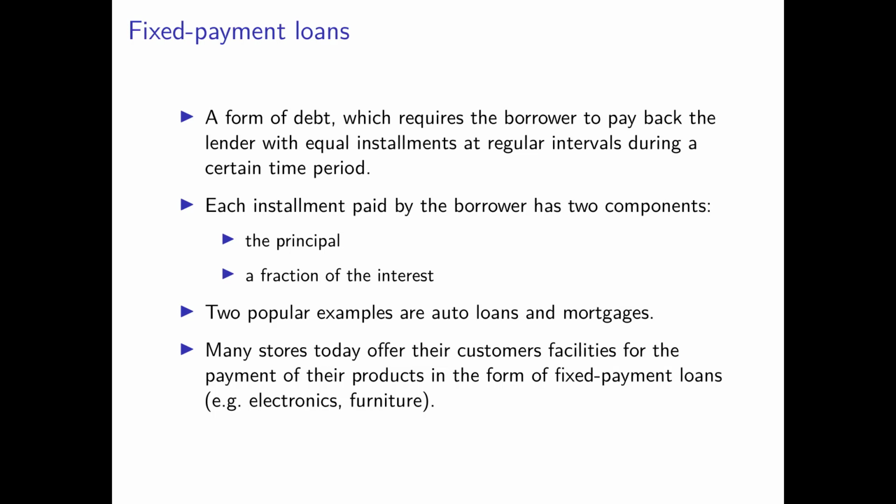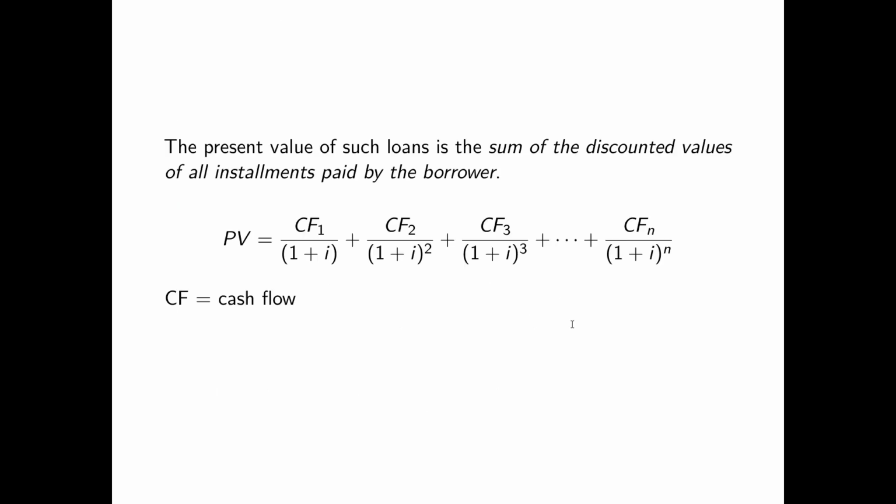Because, of course, as a loan, if you calculate the true value of all the installments that you're going to end up paying to the store, it is going to be much more than the actual value of the product that you purchased. Okay, so each installment, once again, has part of it as the principal, and part of it as a fraction of the interest. So two popular examples: auto loans and mortgages. Many stores offer some facilities to purchase their products, but auto loans and mortgages are very popular examples of fixed payment loans.